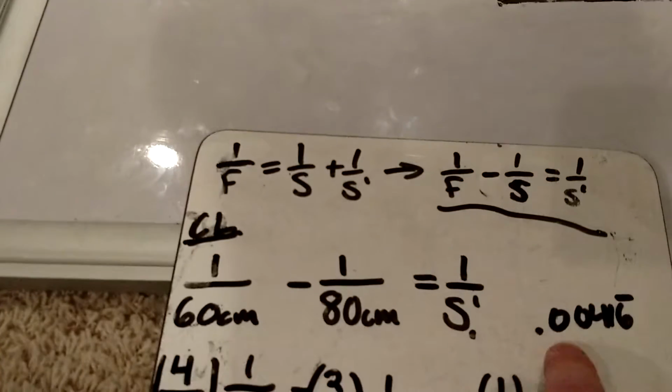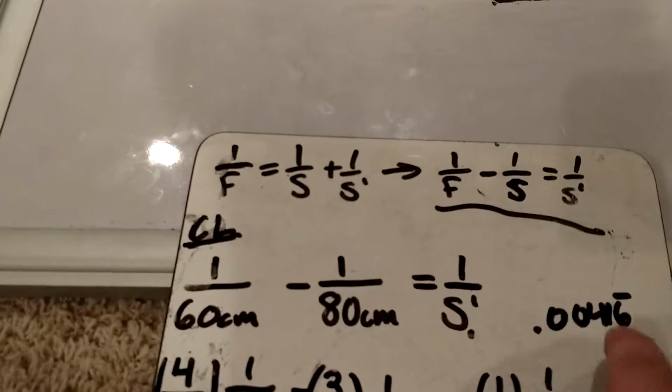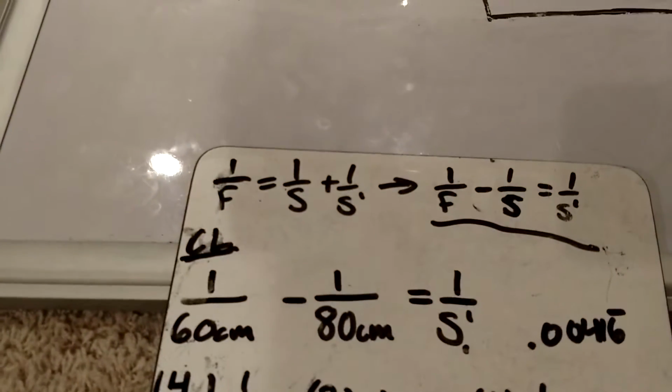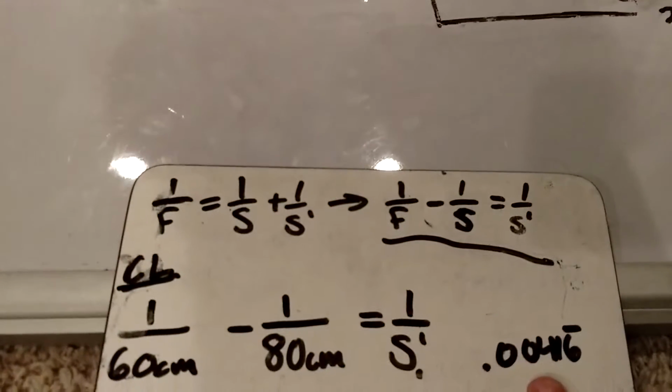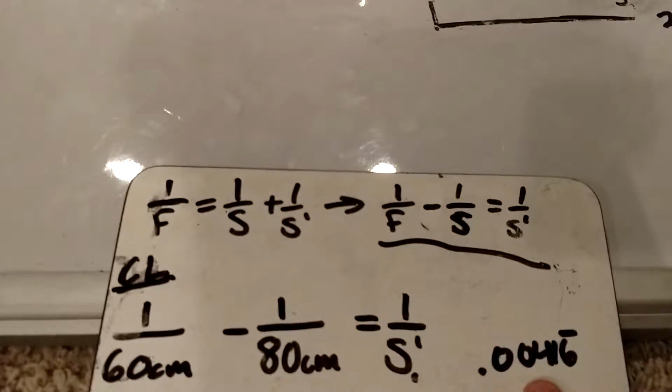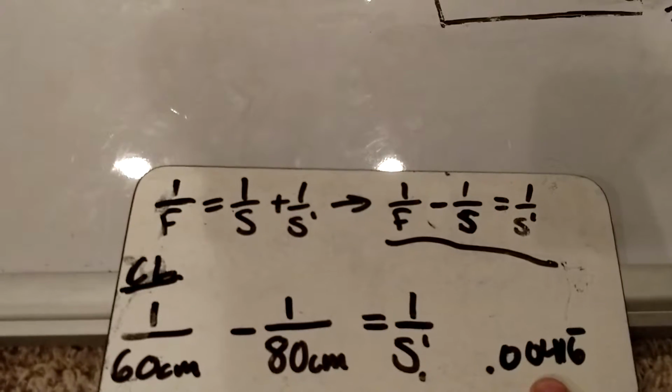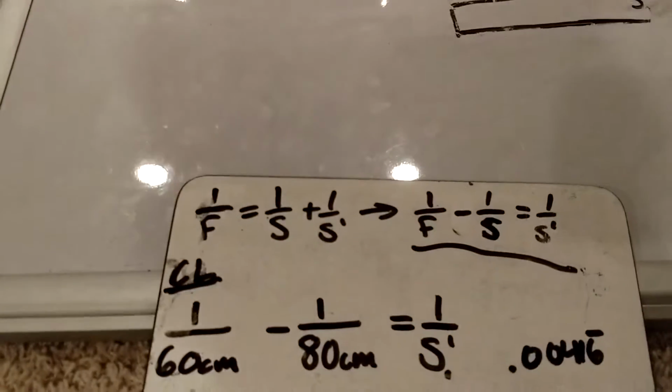Now if you plug it into the calculator, you'll get 0.00416, and then you put this number under 1. So you get the inverse to get the image distance.